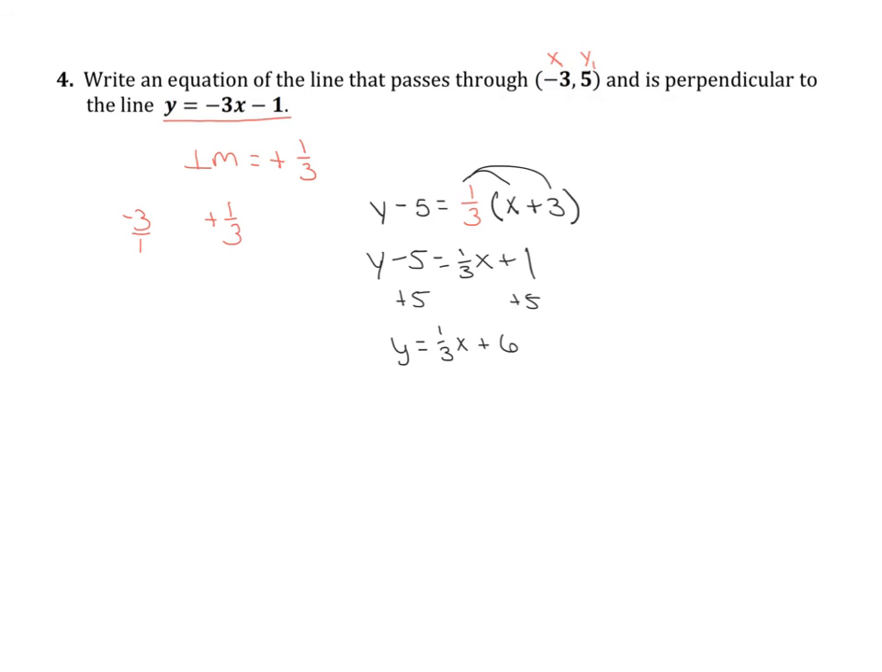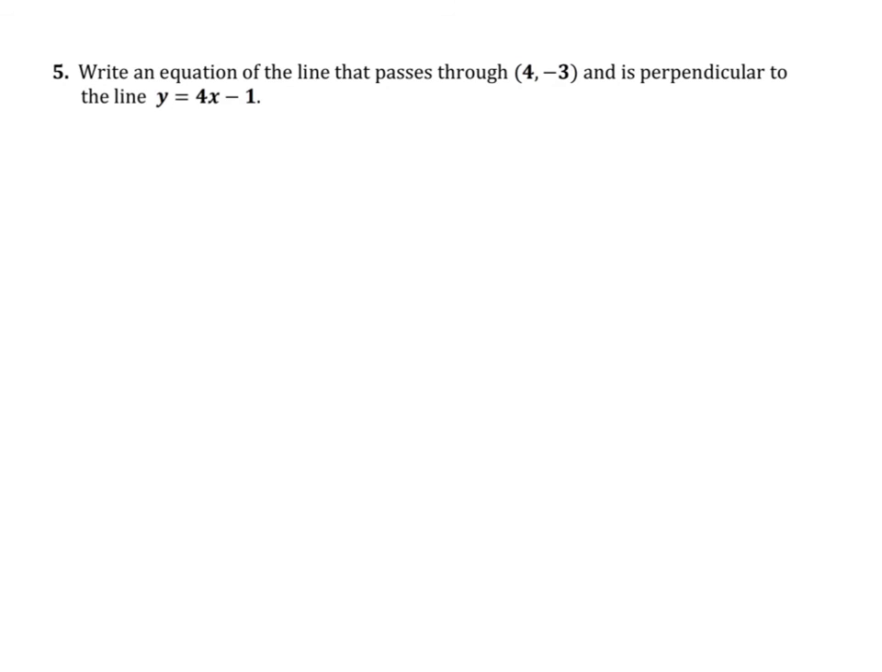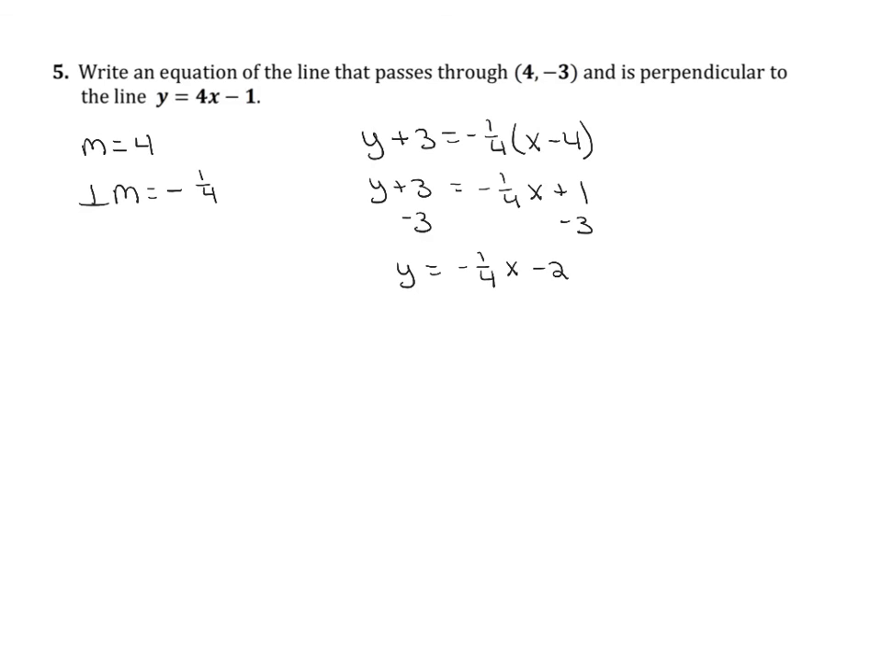Last problem to try is right here. It's the same process that we've just been going through. Okay, so hopefully you noticed that the slope was 4, which we could make into 4/1. So the new slope needs the opposite sign, so it's negative, and flip 4/1 over to be 1/4.